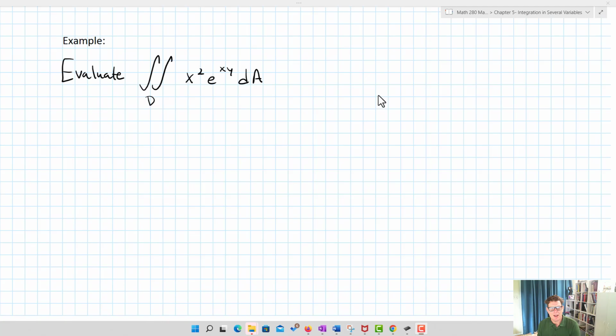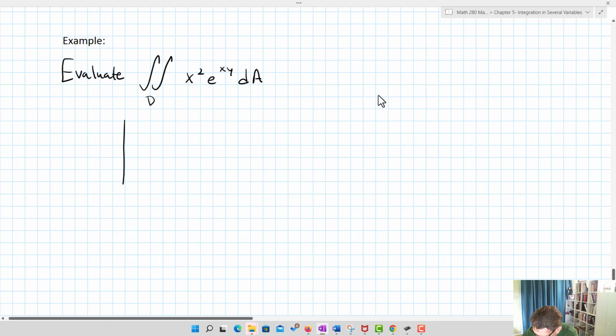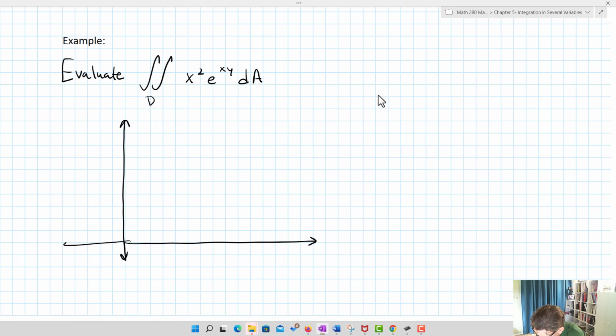So let's do this. Let's evaluate the integral over a region D of x squared e to the xy dA. And the region that we're going to be integrating over is this one. So we'll have the line y equals 1. Okay, first things first. So we'll make this 1, 2, 3, 4. Let's make that y equals 1.